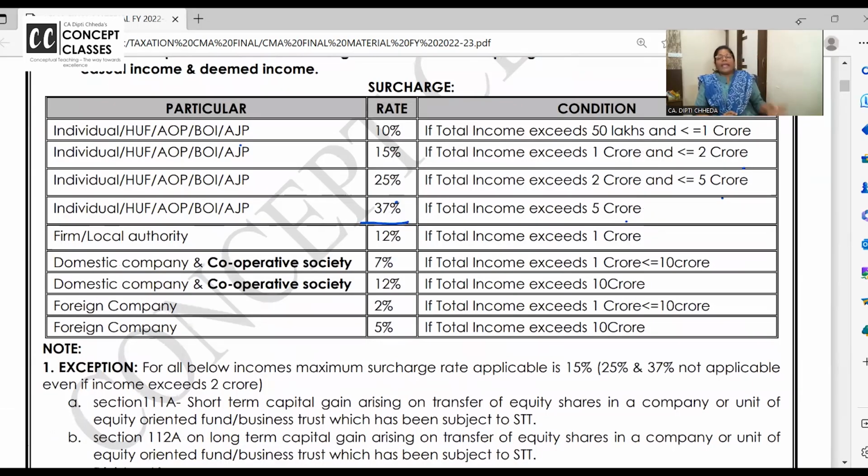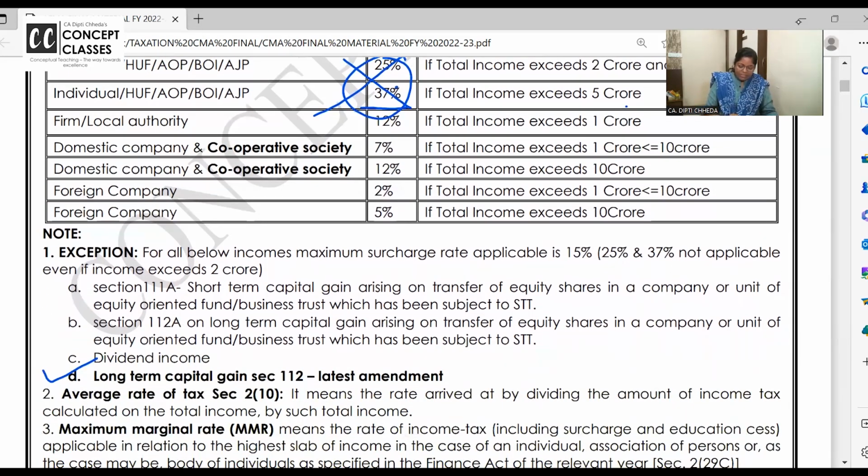Now, exceptions: till last year 3 cases, and 1 added, making 4, are the incomes on which higher surcharge rates are not applicable. Surcharge rates applicable are only 10 and 15%. What are those incomes? Section 111A. Short-term capital gain on listed shares. What is the tax rate for this? 15%. And on the tax, how much surcharge will you pay? 15%. 25 and 37% are not applicable.